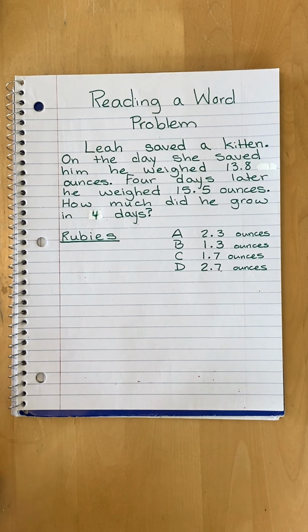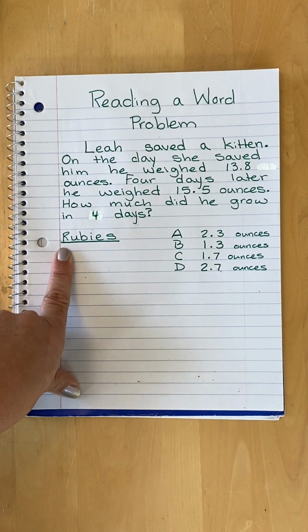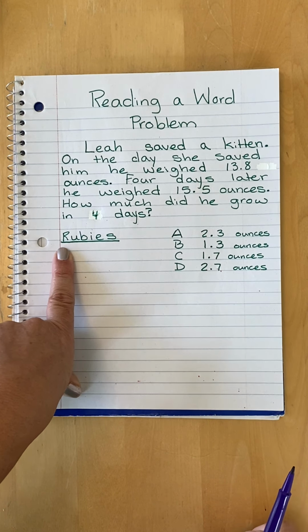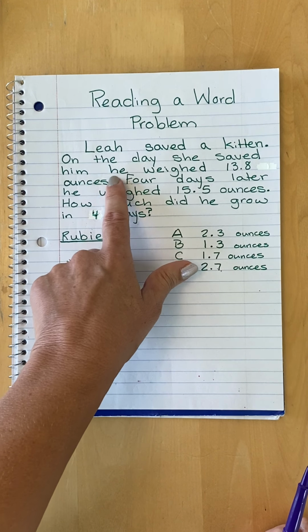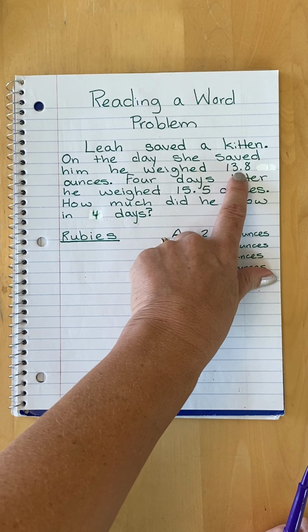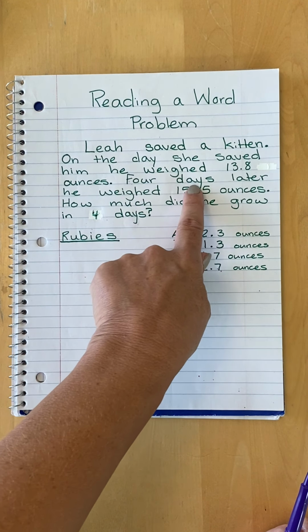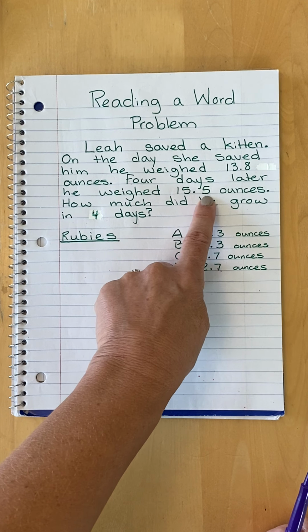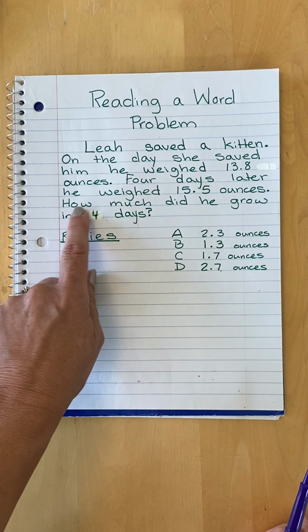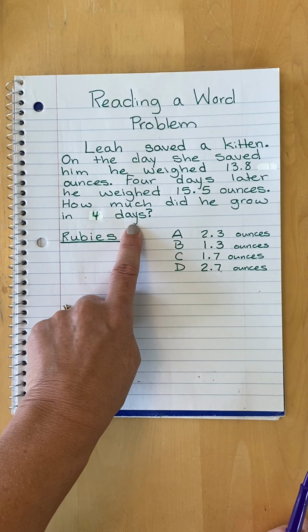Okay, we're going to practice reading a word problem using our strategies called Rubies. So the first part of Rubies is you read your problem. Leia saved a kitten. On the day she saved him, he weighed 13 and 8/10 ounces. 4 days later, he weighed 15 and 5/10 ounces. How much did he grow in 4 days?